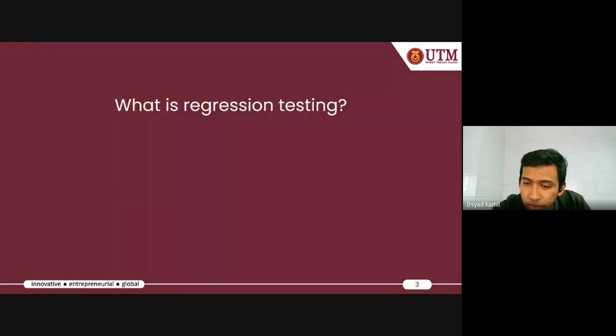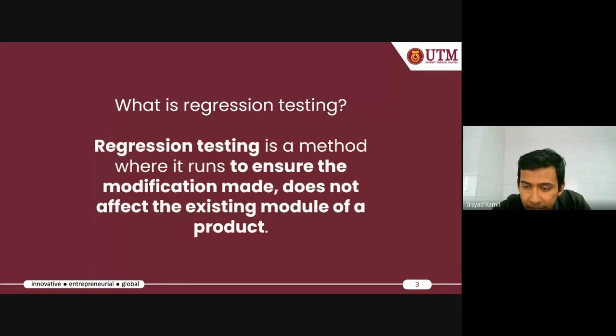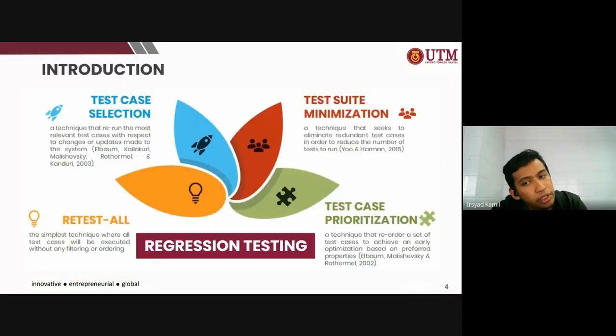Okay, so what is regression testing? Regression testing is a method that runs to ensure the modification made does not affect the existing model of a product. In simple words, we do regression by re-executing the test against the modified application to evaluate whether the modified code breaks anything which was working earlier. So anytime there is a modification, we must do regression. Regression testing is widely used by industries.